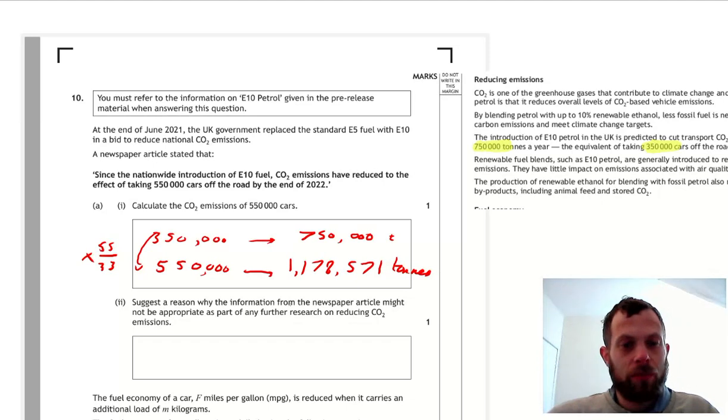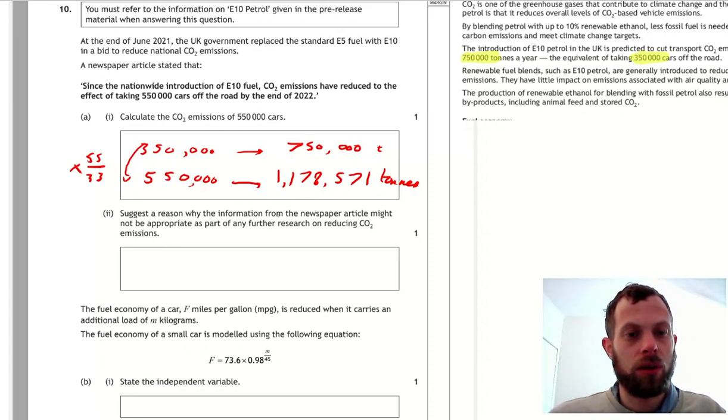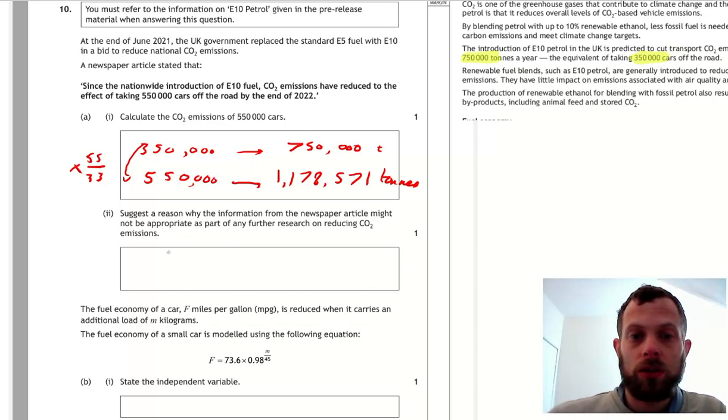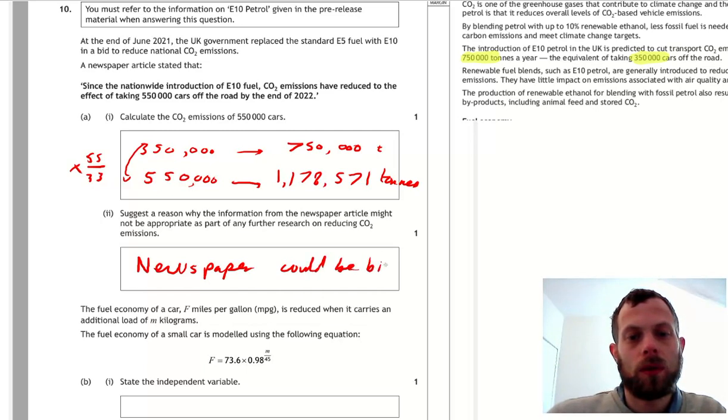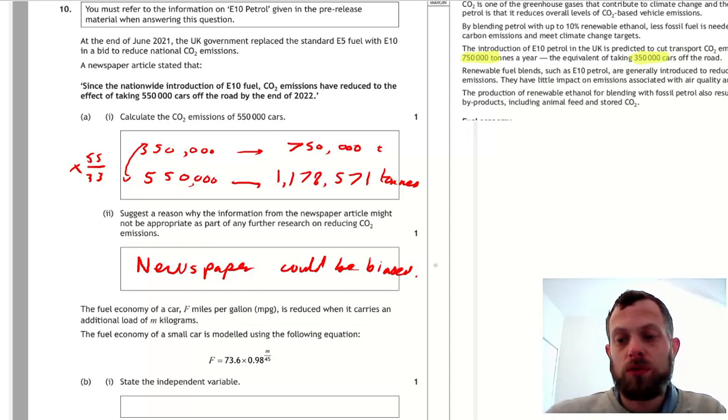Next question. Why might the information from the newspaper not be appropriate as part of further research? I think this might be a difficult mark to get. If you're looking to get full marks in the exam, then this is one to memorize perhaps. But one reason you could guess maybe is the newspaper could be biased. Another possible reason that is given is that the cars may change in the future to give different amounts of emissions, or the fuel might change in the future.